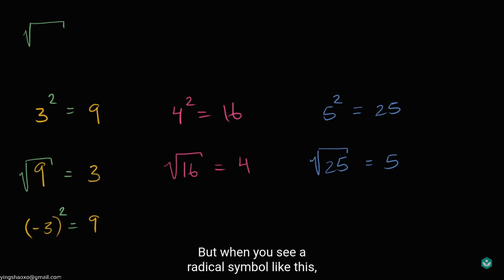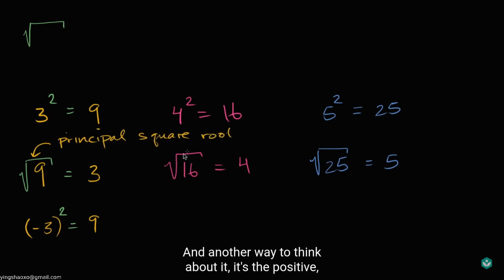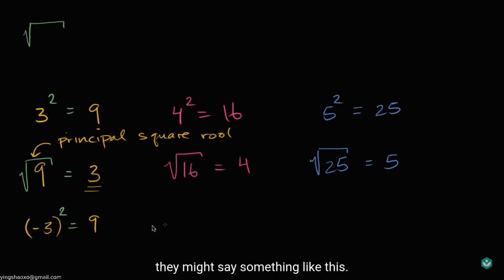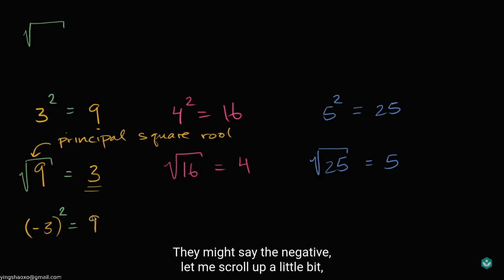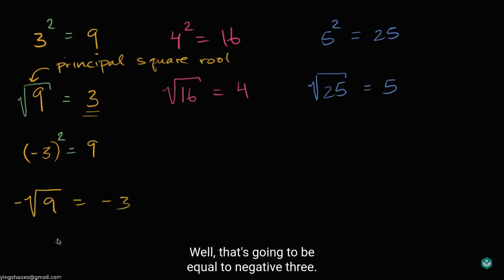But when you see a radical symbol like this, people usually call this the principal square root. And another way to think about it, it's the positive. This is going to be the positive square root. If someone wants the negative square root of 9, they might say something like the negative square root of 9. Well, that's going to be equal to negative 3.